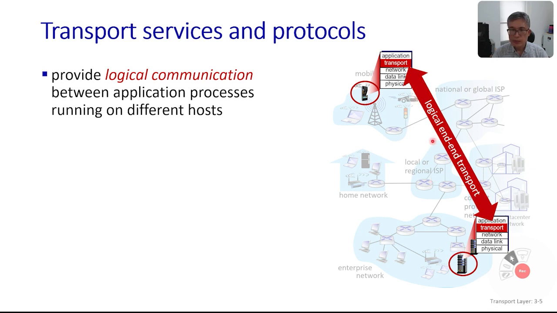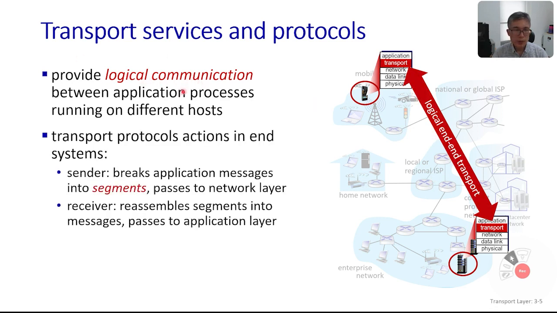Links are connected, so this is the logical communication from the transport layer point of view. Transport protocol actions in end systems: the sender breaks application messages into multiple segments, and each segment is encapsulated into an IP datagram. The receiver receives multiple segments, reassembles and merges them, and then delivers the merged message to the application layer.